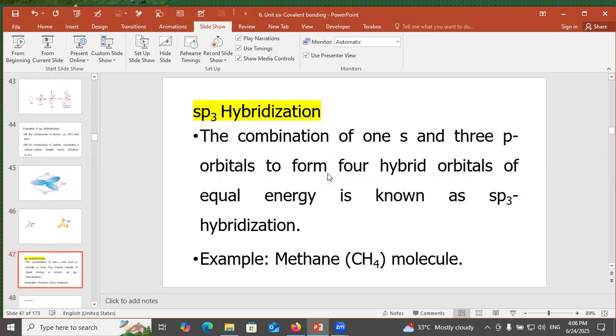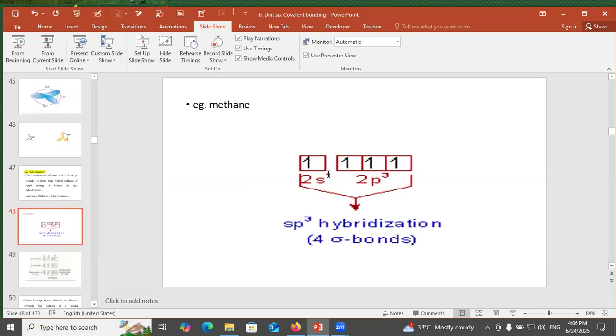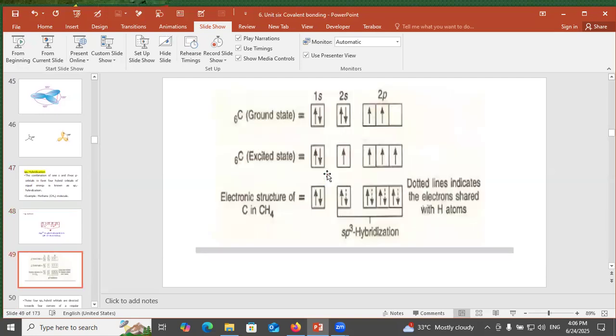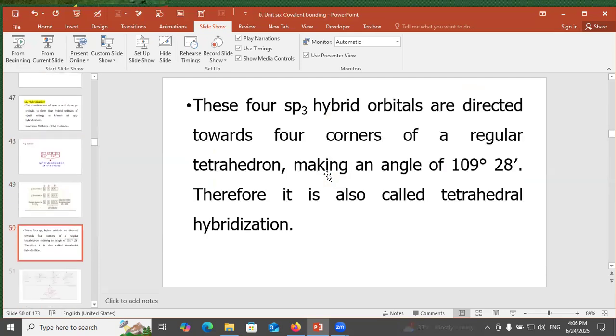sp3 hybridization: the combination of one s and three p orbitals to form four hybrid orbitals of equal energy is known as sp3 hybridization. For example, the methane molecule. In the case of methane, carbon in the ground state, in the excited state, becomes sp3 hybridized orbitals.